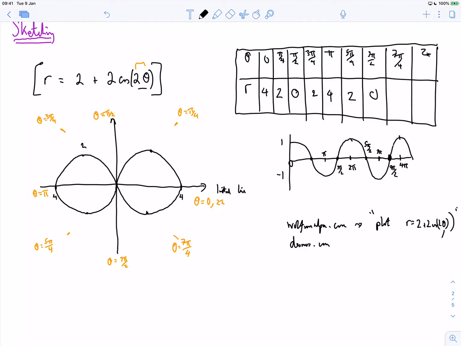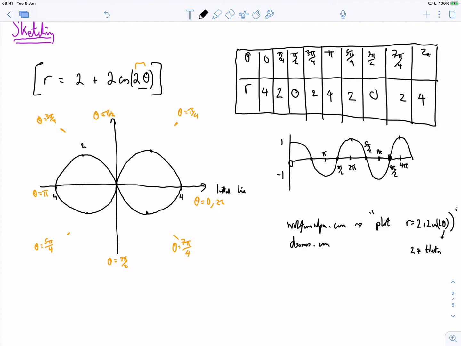And really, to enter in a theta, you can just put theta and put a star and 2. So let me just check that works. Plot r equals 2 plus 2 cosine of 2 star theta, where star is shift 8 on most keyboards. Then yeah, you should have a nice diagram where it says polar plot. So that should be hopefully convincing enough. And what have I done here? There should be a 0, 2 and a 4.